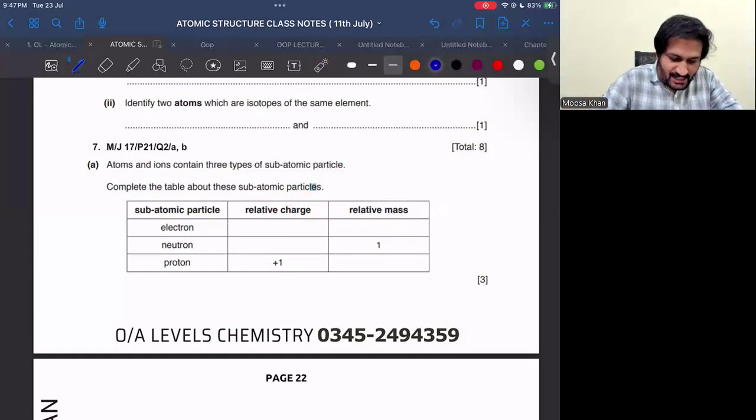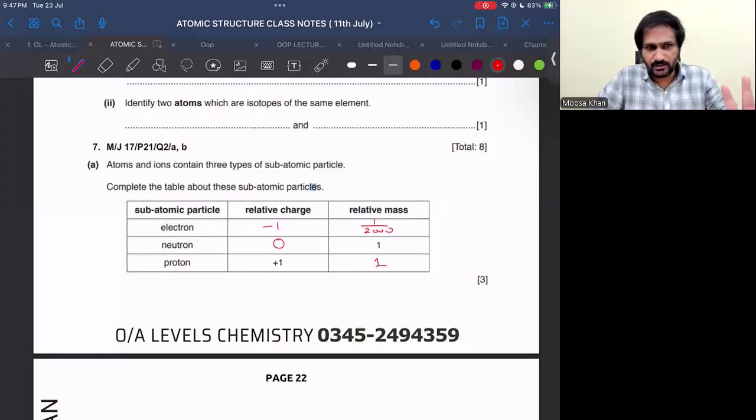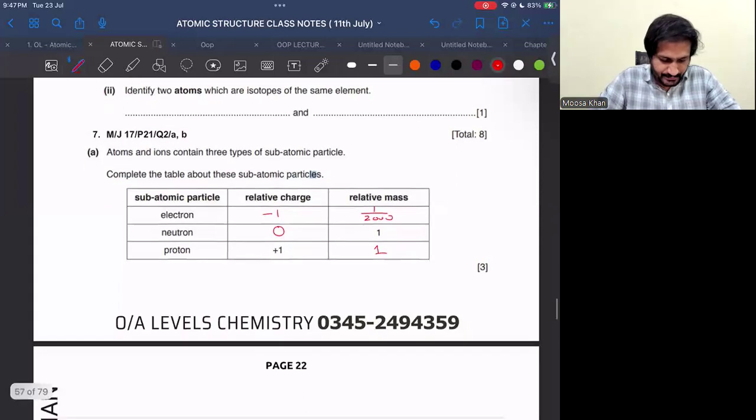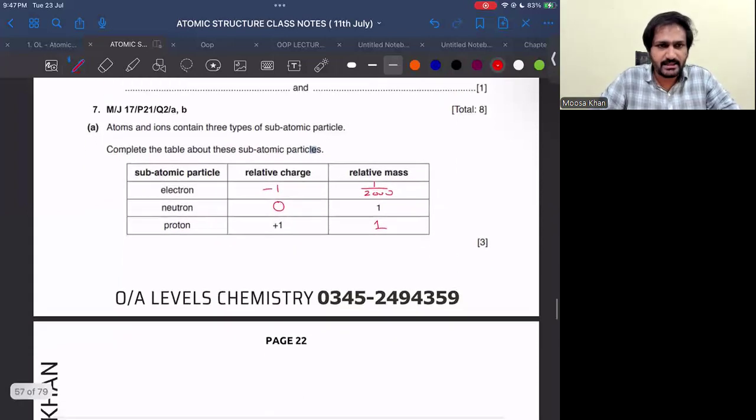So the relative mass of electrons is 1/2000 and the proton is 1, whereas the relative charge of electron is -1 and for neutrons is 0, neutral. Okay, so this one is very easy.